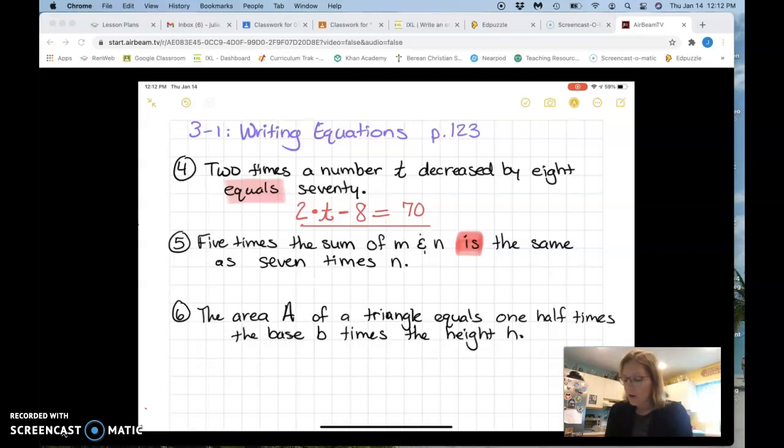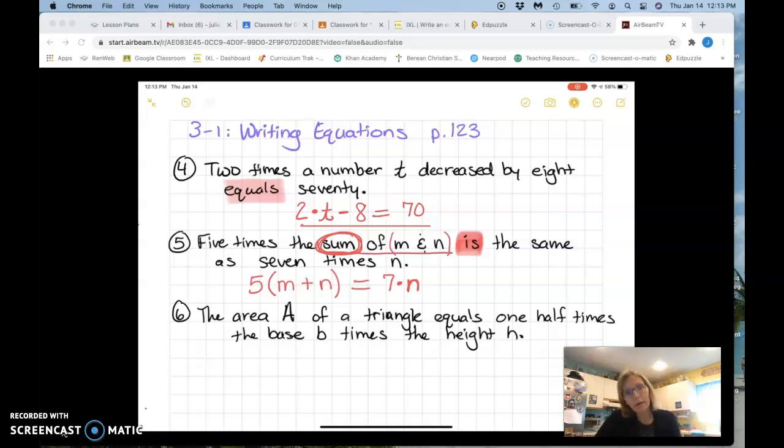Number 5 says 5 times the sum of m and n. Now when it says sum of m and n like that, that means I'm going to have to put some parentheses around those, okay? So I'm going to do 5 times, sum means what? Remember what sum means? It means add. So the sum of m and n is, which is our equal sign, the same as 7 times n. Or you could just write it 7n.